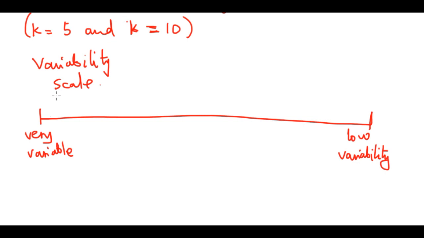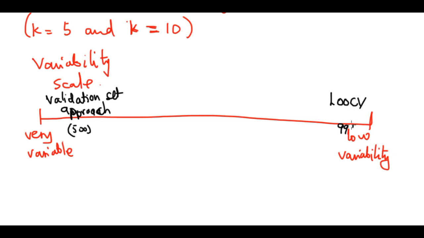At the very variable end here, we're going to have the validation set approach, because this approach trains our data on, let's say, 500 observations, and that sucks because it might introduce high bias, so it's going to be very variable, right? And then on this scale, we have our LOOCV, low variability, because this one trains our data on, let's say, 999. If we're doing n equal to 1000, it trains on 999, so the bias is going to be very, very low for this one here.